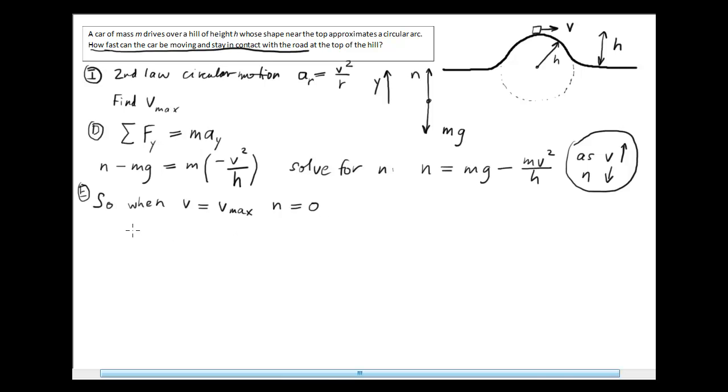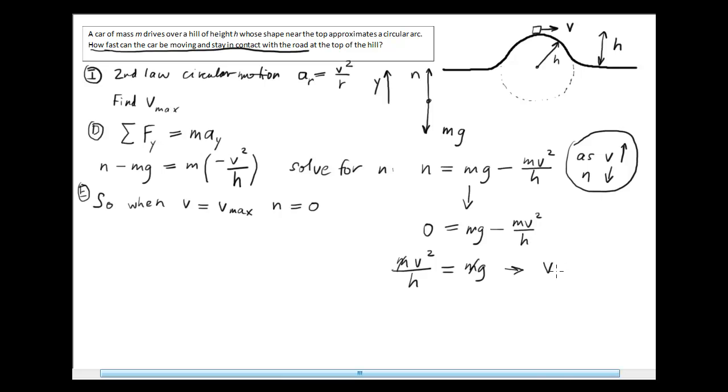All right, so I'll go ahead and do that. Take this equation right here, and we write it as 0 equals mg minus mv squared over h, or mv squared over h equals mg. I can divide both sides by m. The masses cancel out. So that means this problem is going to give the same answer no matter what the mass of the vehicle is.